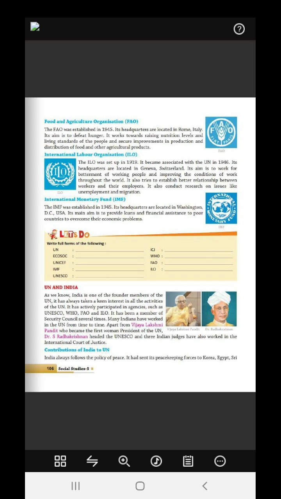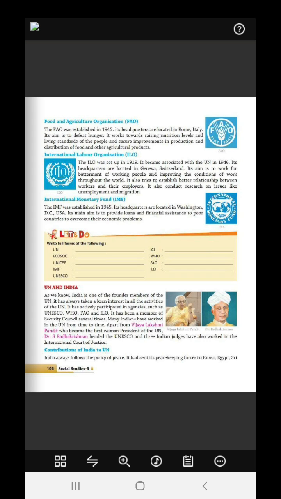Its aim is to work for the betterment of working people, the labor, and to improve the condition of work throughout the world. It tries to establish better relations between workers and their employers. It also conducts research on issues like unemployment and migration.